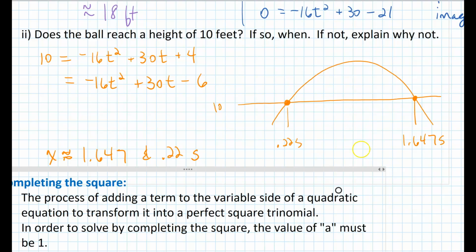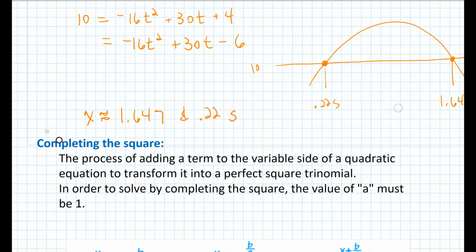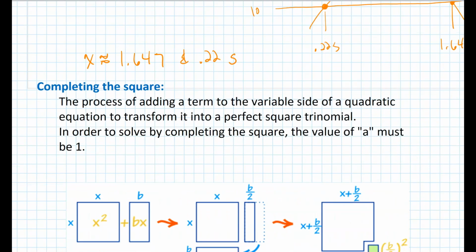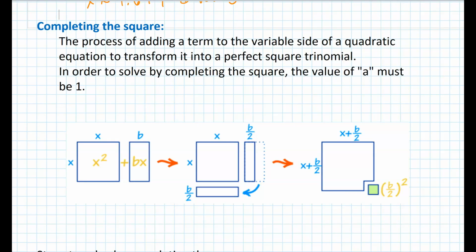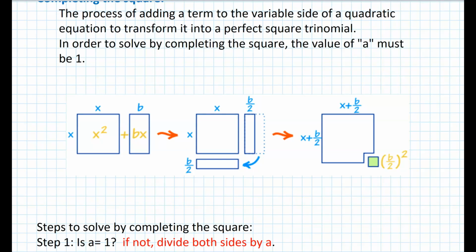I want to move on to completing the square. How many of you have worked with completing the square? Isn't it the one where you have like 9x squared, and then you have to add another number?